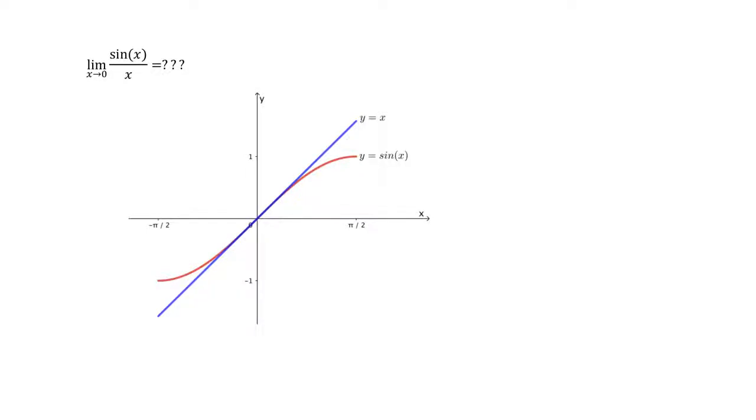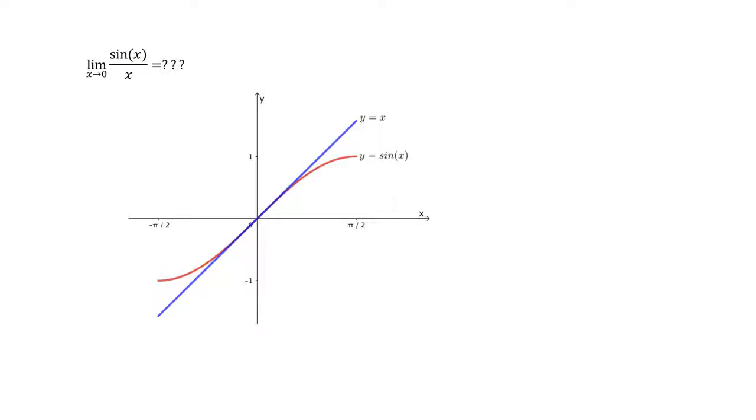The second part of section 2.6 deals with something very exciting. How do we now tackle the challenge of finding limits of trigonometric expressions? So if you look at the first limit that we have right here, we're asking you, what is the limit as x approaches 0 of sine x over x?